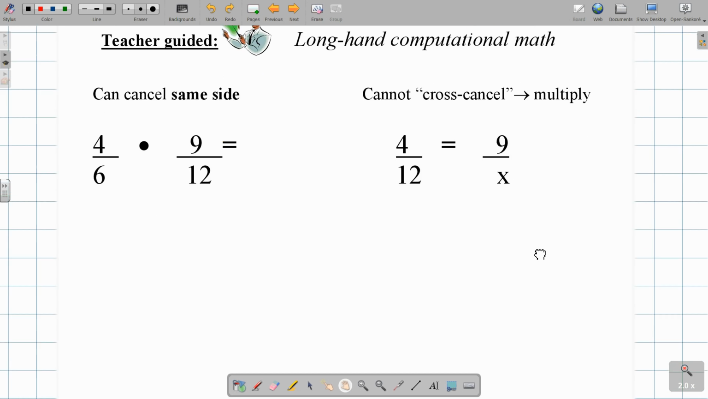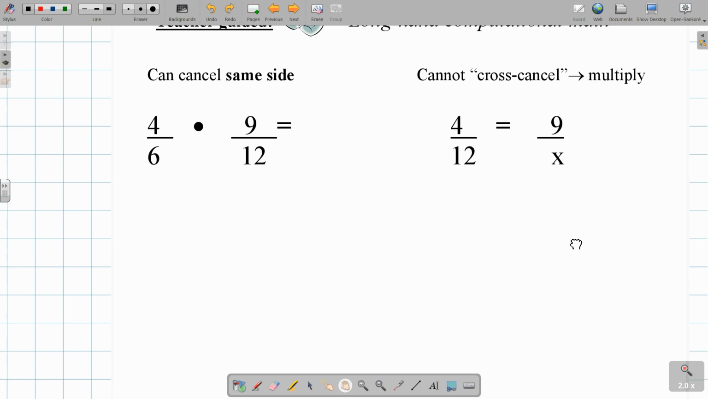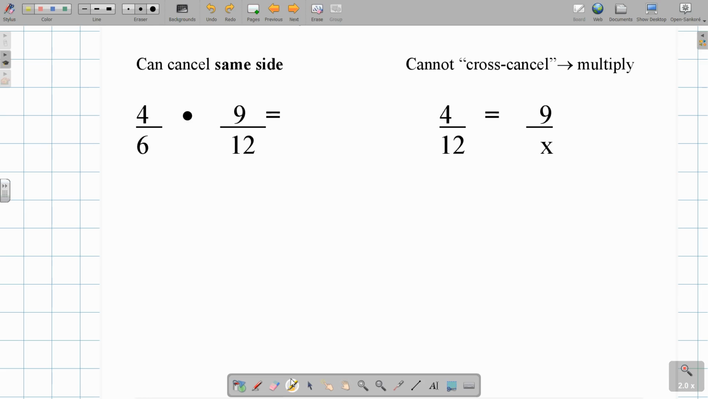First thing we're going to deal with is longhand computational math. No calculators. Very important you see the difference when you're working with fractions on the same side of the equal sign versus two opposite sides. If you have two fractions on the same side of the equal sign with nothing but a multiplication sign, you can cancel if they're on the same side of the equal sign.